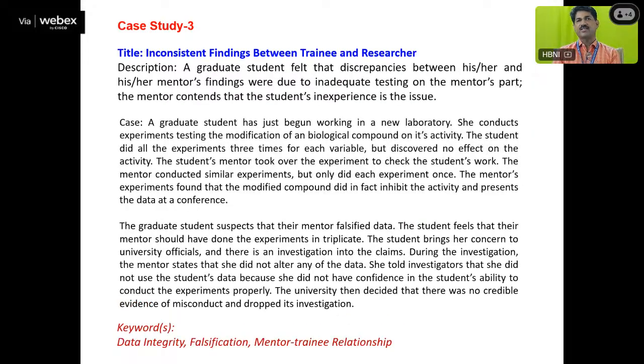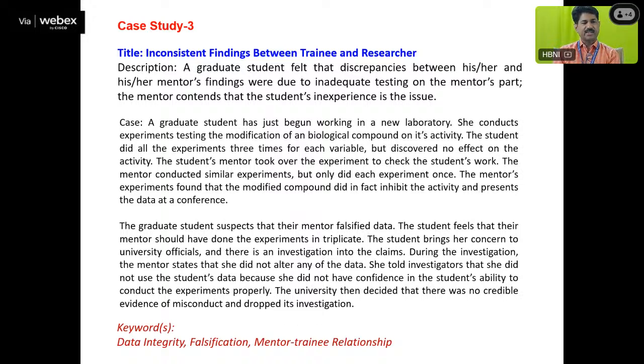So the next case study I have given, the title shows an inconsistent finding between a trainee and a researcher. It means a research scientist is there, and he has some trainees, and they have conducted the experiment, and there is a slight difference in the result. So I'll just describe the things.